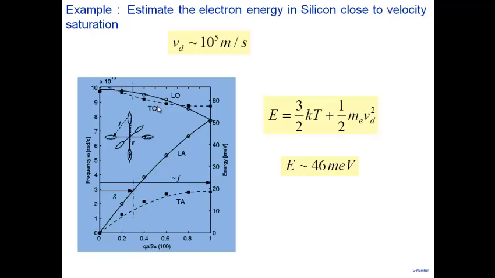Okay. The moment my electron gains enough energy to emit an optical phonon, it emits it and it gets scattered. It's not able to gain more energy than about 50 or 60 milli electron volt. It's not able to gain that. Okay, so let's stop here.